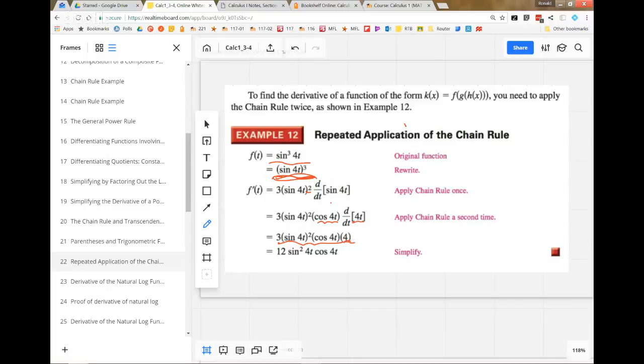So this idea that we can have a repeated application of the chain rule means you have to be vigilant. You have to watch for this, keep your eyes out for it at all times.